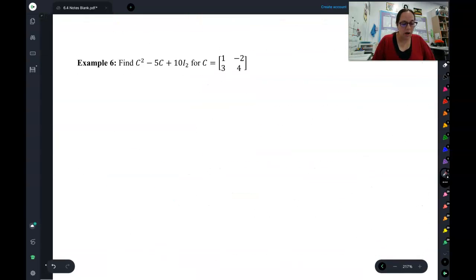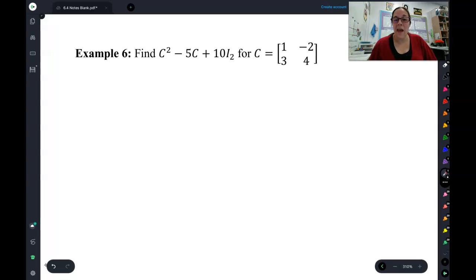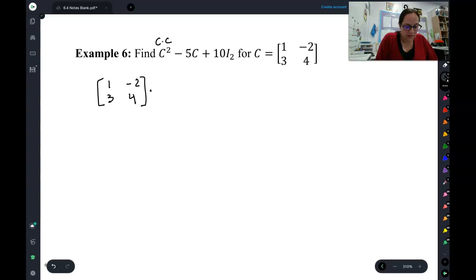Now, we're going to do one last example for today. This one is going to string together everything we've learned so far. So let's write out what we've got. First, we have C squared, which we know is C times C. So I'm going to write this out. I have my C matrix times my C matrix.